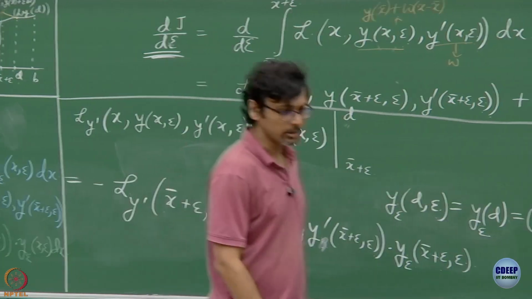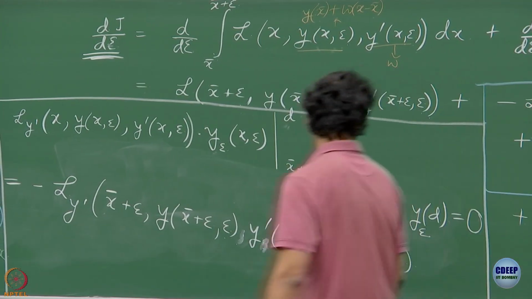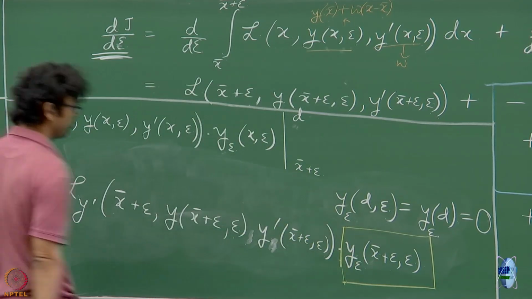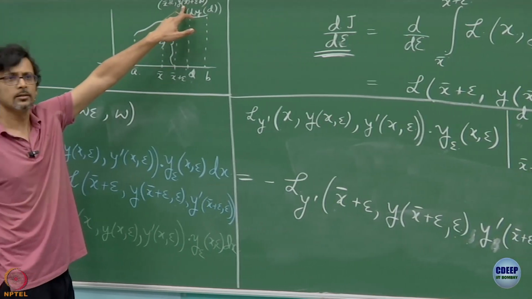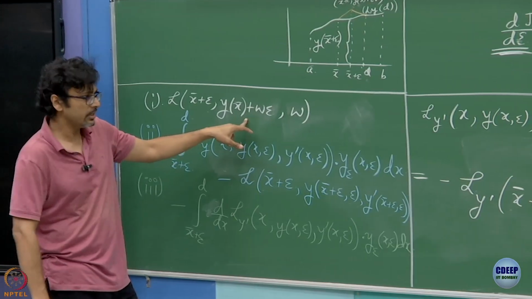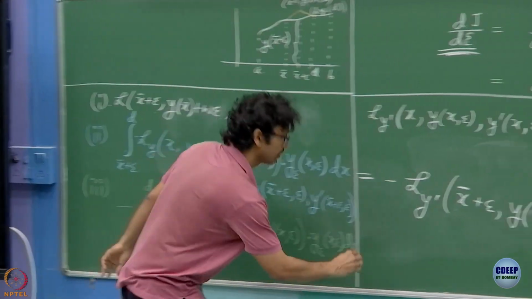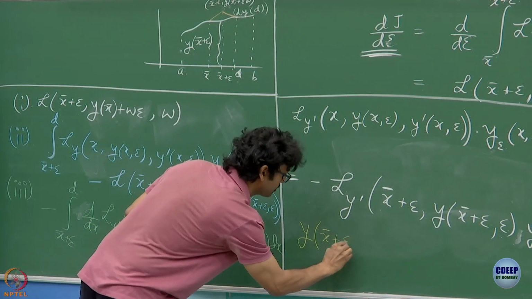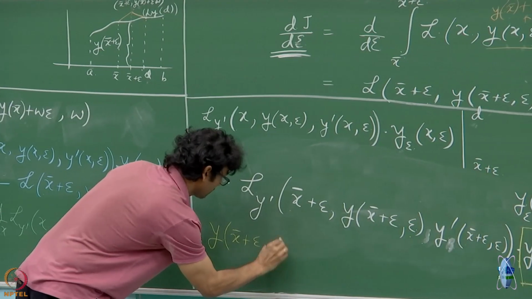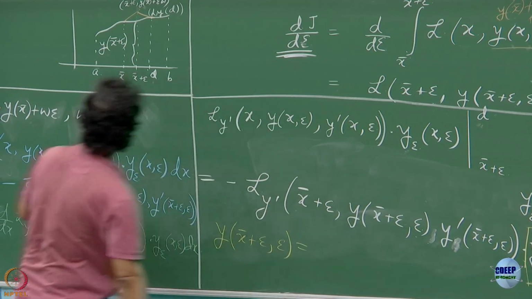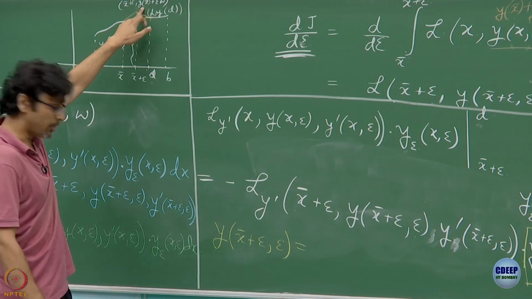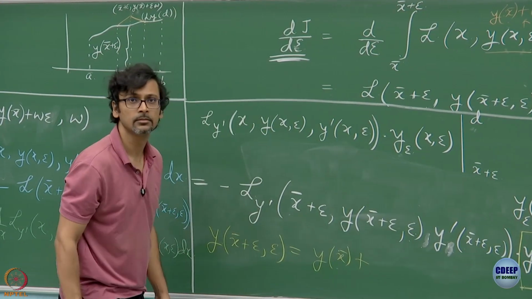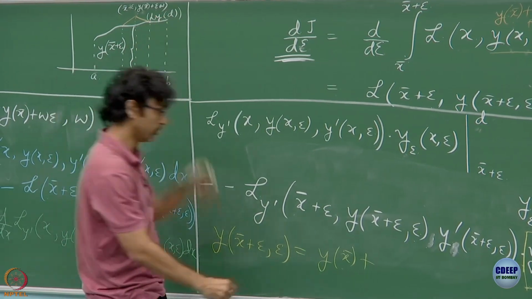What can you say about this term now? What does this evaluate to? You already know what this evaluates to, don't you? It is this, sitting right in front of you. So y at (x bar plus epsilon, epsilon) is equal to y evaluated at x bar plus epsilon w.